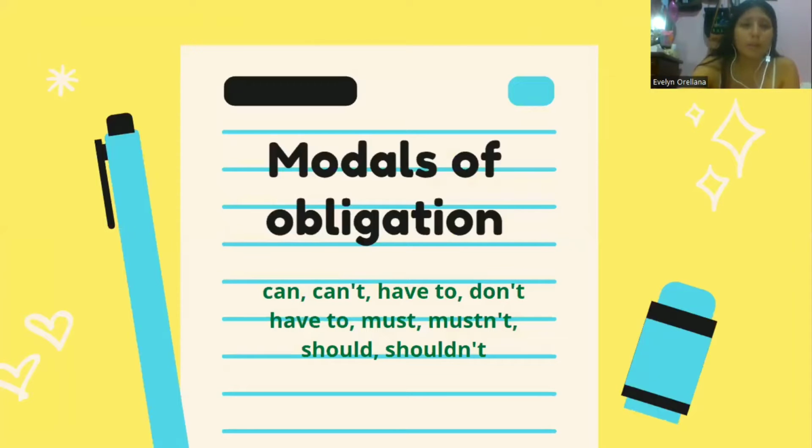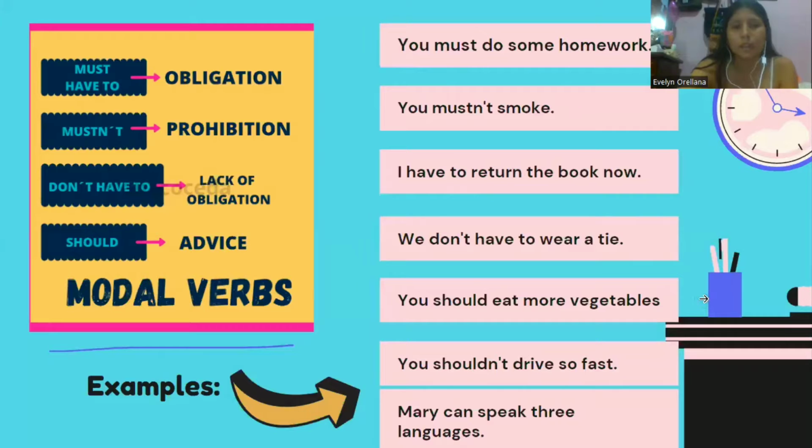We can study the modals of obligation: can, can't, have to, don't have to, must, mustn't, should, shouldn't. Must and have to express obligation. Example: you must do some homework. I have to return the book now. Mustn't is prohibition. Example: you mustn't smoke. Don't have to is lack of obligation. Example: we don't have to wear a tie.